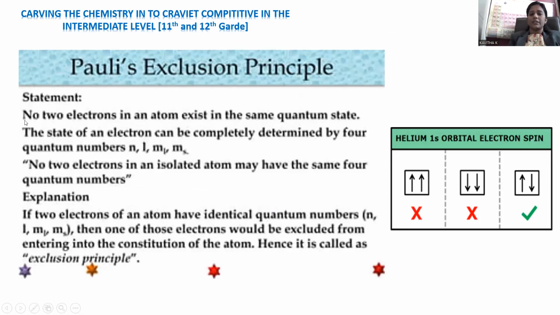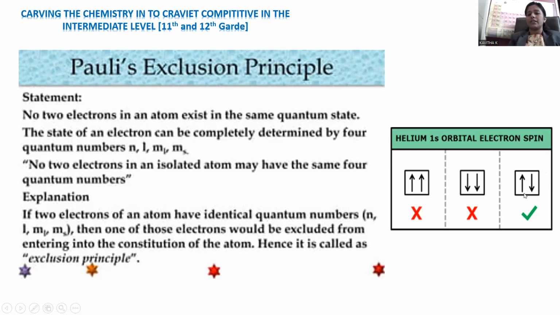Pauli's exclusion principle states that no two electrons in an atom exist in the same quantum state, right? If any two electrons are taken, you can't fill them in a parallel fashion, both with clockwise rotation or both with anti-clockwise movement. There is only the provision that one is in clockwise rotation and another in anti-clockwise rotation. This will be the right representation for Pauli's exclusion. Then only all four quantum numbers are satisfied. No two electrons have all four quantum numbers the same, right?